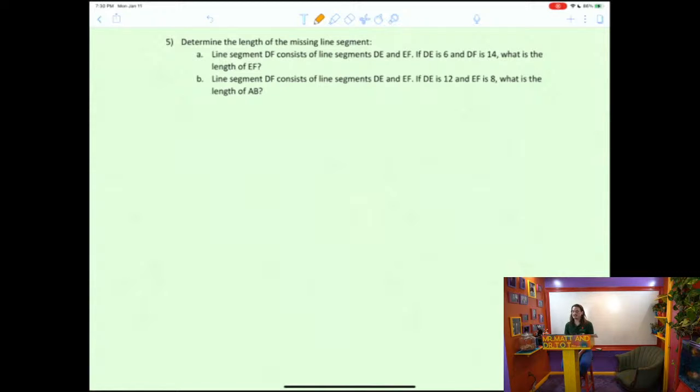Question A asks, line segment DF consists of line segments DE and EF. If DE is 6 and DF is 14, what is the length of EF? Question B asks, line segment DF consists of line segments DE and EF. If DE is 12 and EF is 8, what is the length of AB? Oh, excuse me, what is the length? That's a typo there. So we have DE and EF. What is the length of DF? My apologies, that should be DF.